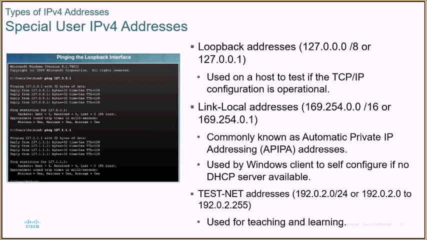There is a range set aside for link-local addresses. Now, if anyone's ever seen a 169.254 IP address on your computer, something's probably gone wrong. And so basically what the situation normally is, your host is booted up, it's sent out a DHCP discover message and gotten no reply. So there's no DHCP server available.